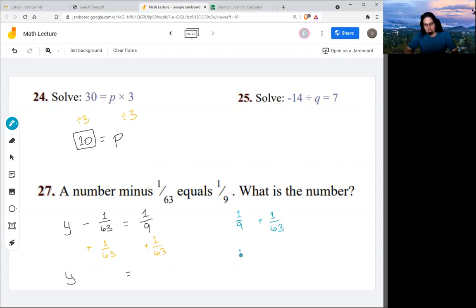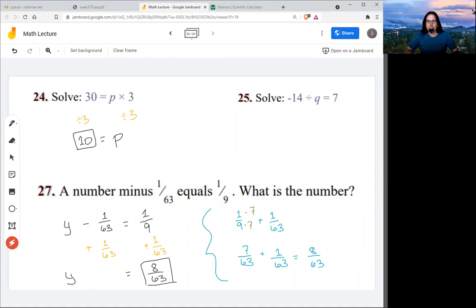I can make it 60/3 for both of them. I need to do a times 7 top and bottom. 9 times 7 is 63. If I have 7 60/3 plus 1 60/3, that's 8 60/3. And I put that there and I'm done. I can't reduce that. So everyone okay with 27? Yeah.